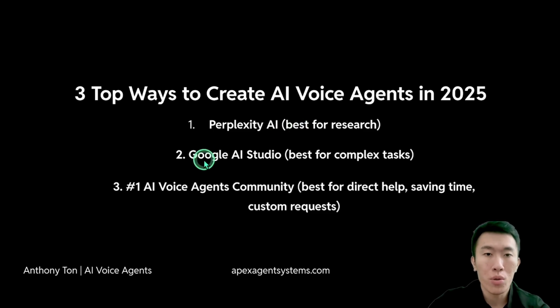Number two, Google AI Studio. This is best for complex tasks. It's really good because it'll take some time, like 30 seconds or so, to analyze your question and all the big data in order to give you a really smart response. So on the level of a PhD researcher, it's really, really smart.